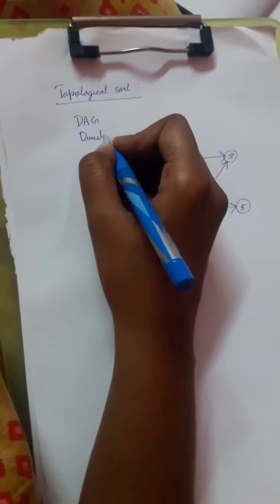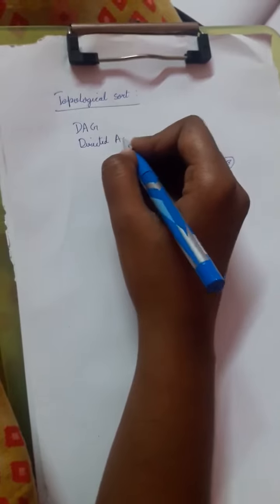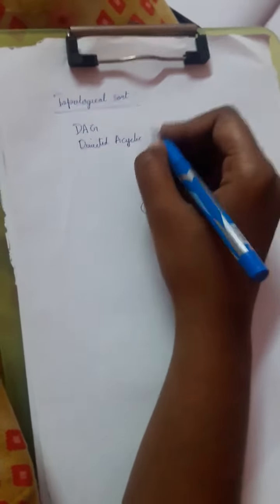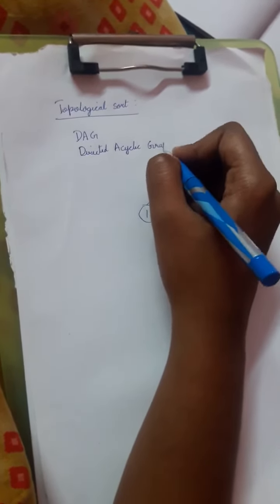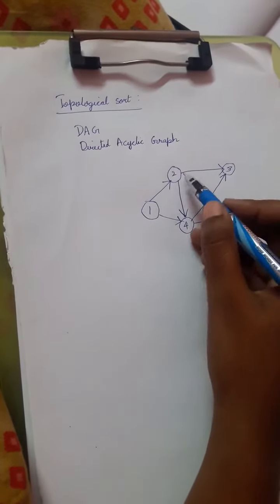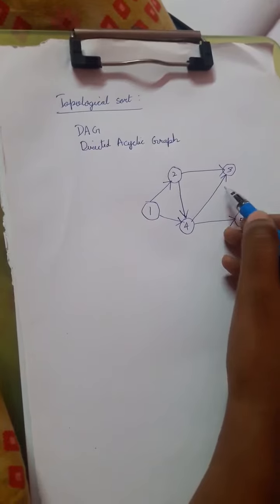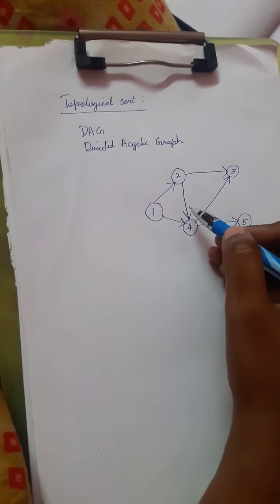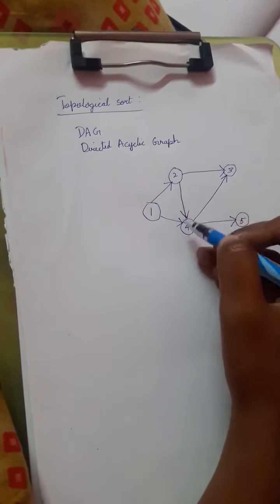Directed Acyclic Graph. So what is directed? Directed means the graph should have directions. That is the arrow mark pointing. So we call that graph a directed graph.